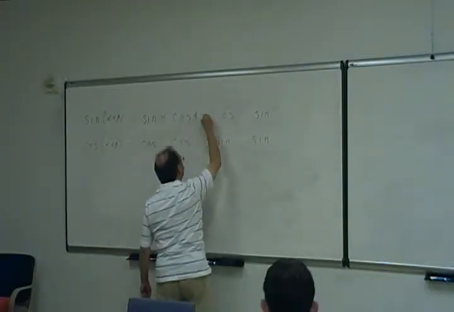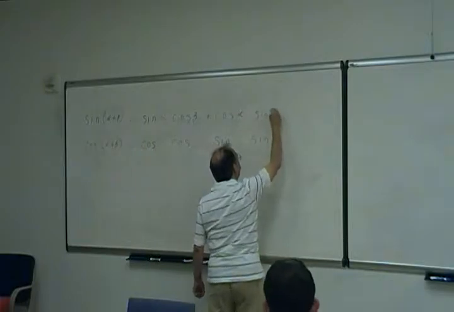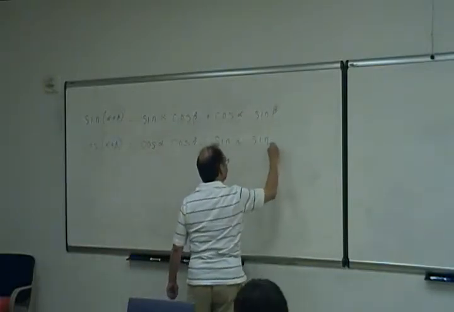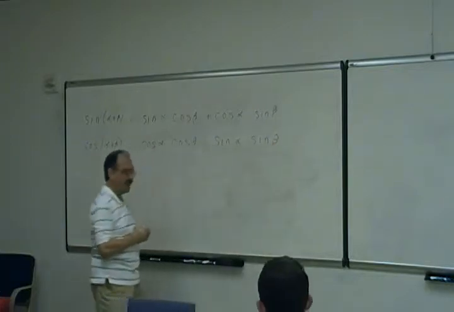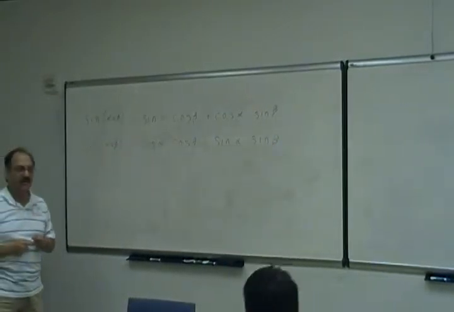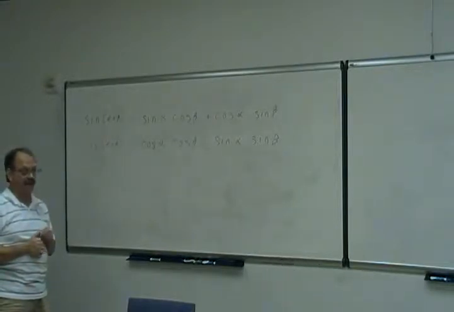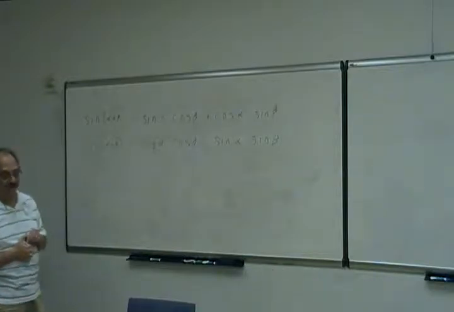Alpha beta plus alpha beta, alpha beta minus alpha beta. Okay, so there are those two identities. They are probably the most important ones to memorize, and from those you can derive essentially everything else.